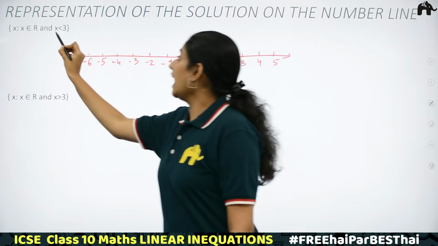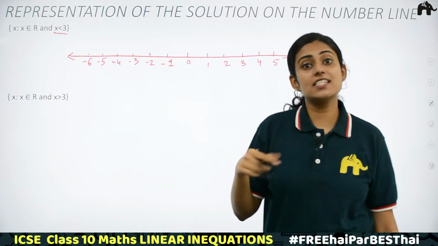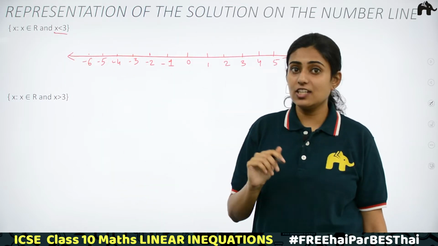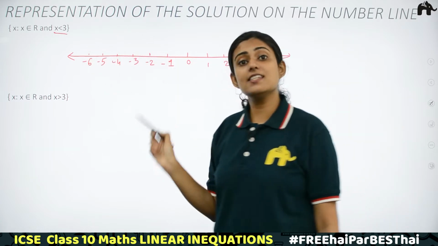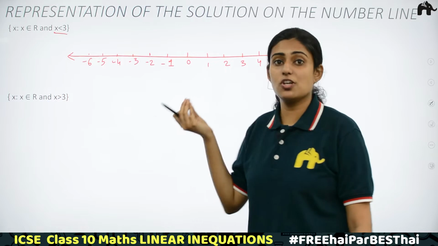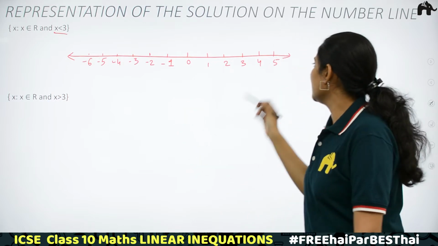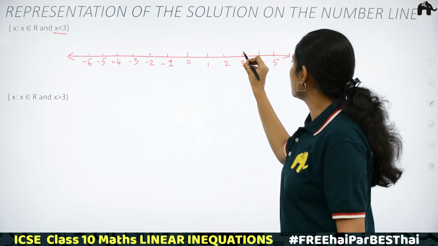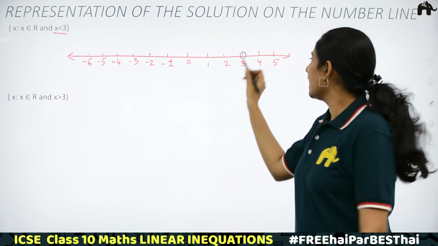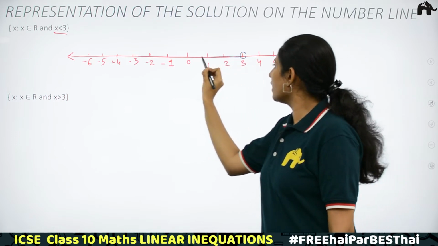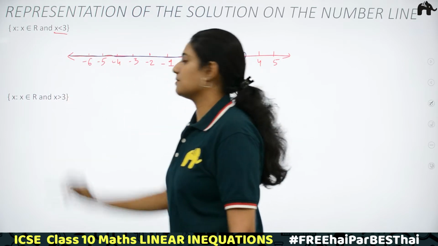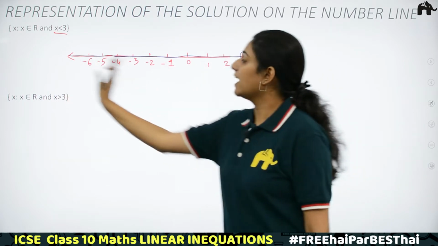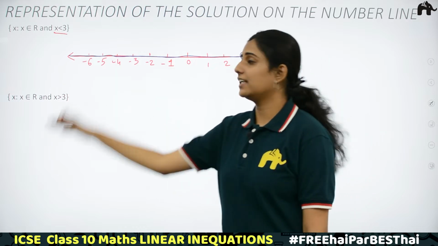Here we have 3. Now, to use the hollow circle or the darkened circle, which one should be used? Here, x less than 3. Less than is a strict inequality. In case of strict inequality, the point will not be included. Here, 3 is not included. Put a hollow circle here. Any point that is less than 3 comes here, extending up to negative infinity.